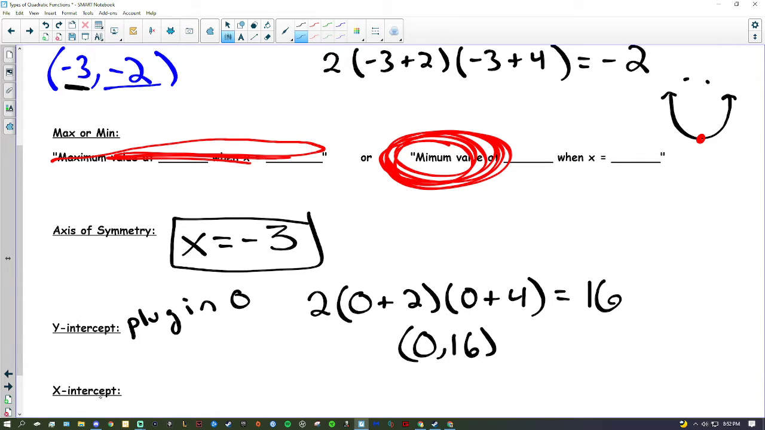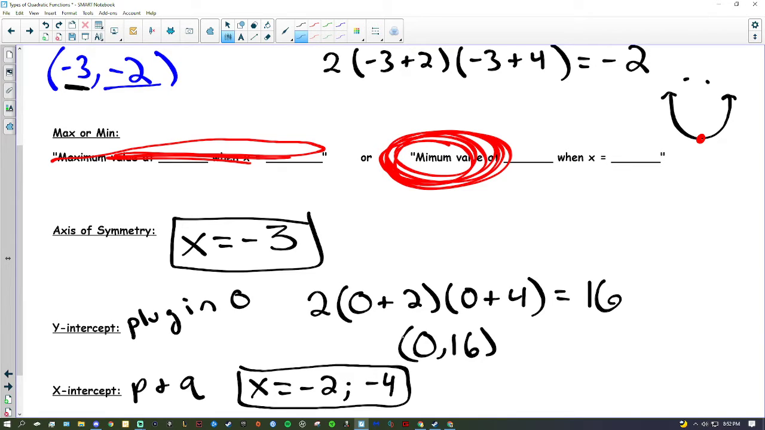Last but not least, we have our x-intercept. Remember, this is just P and Q. So our x-intercepts are at x equals -2 and -4. Yay! Nice job. Let's circle our answers right there and right there. Great job. We have one more example. Hold tight.